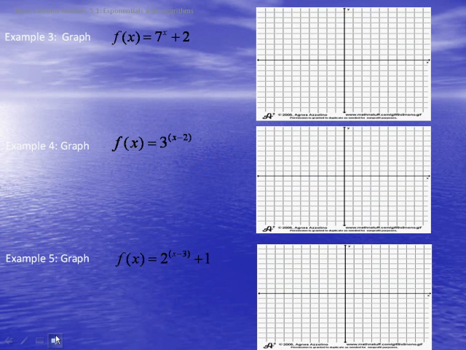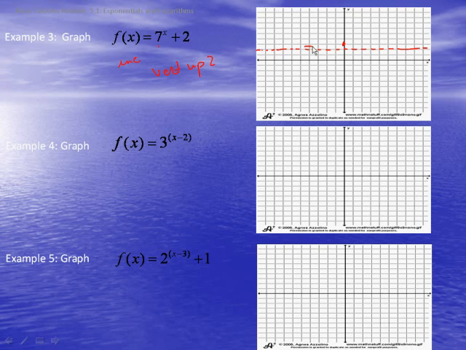Alright, here we're looking at example 3. Here we have a base of greater than 1. Therefore, this one's going to be increasing. And we're going to have a vertical shift up 2. Now, in these, remember we had the same point at 0, 1, but now we're going to move it up 2. We're going to have a horizontal asymptote that's 2 up from the x-axis.